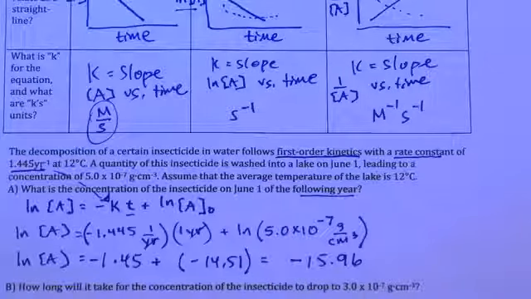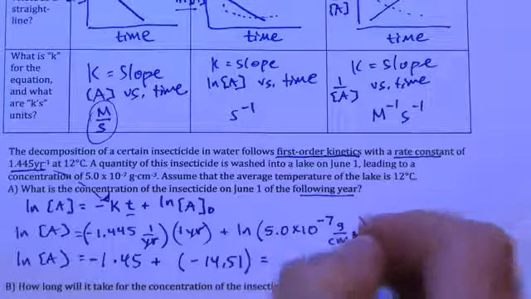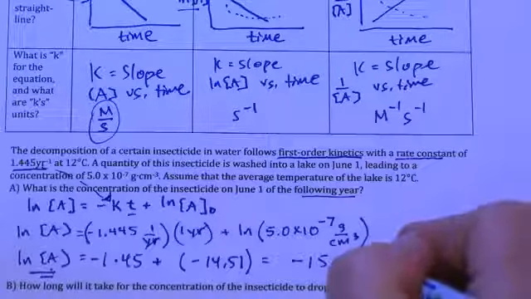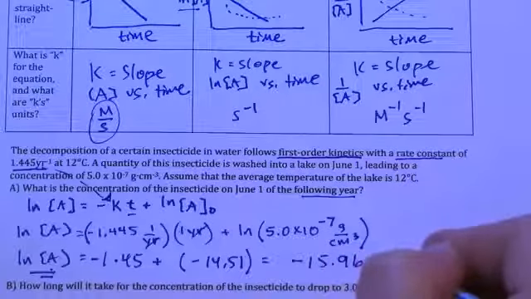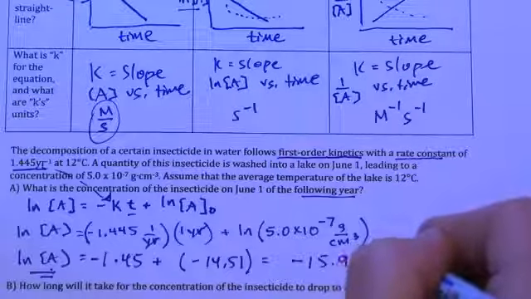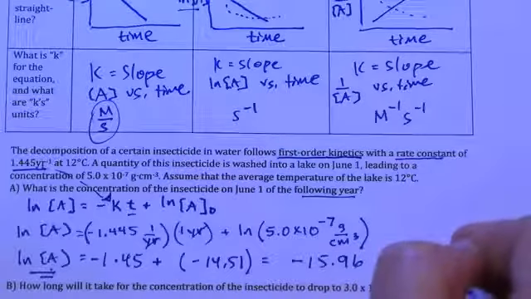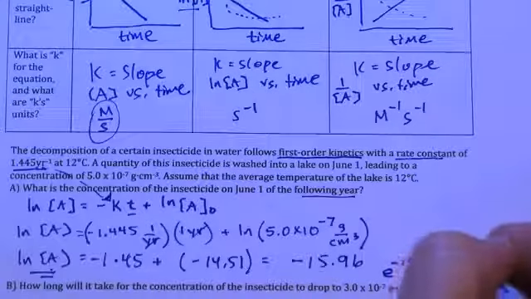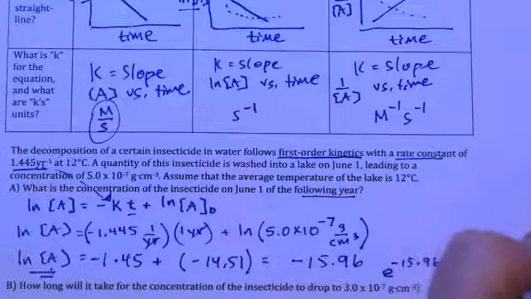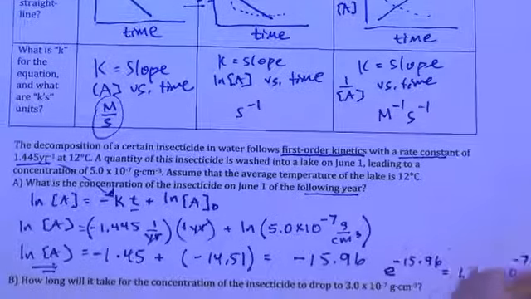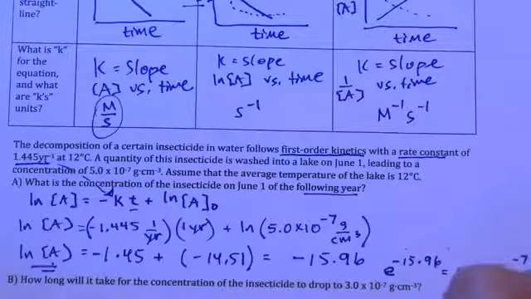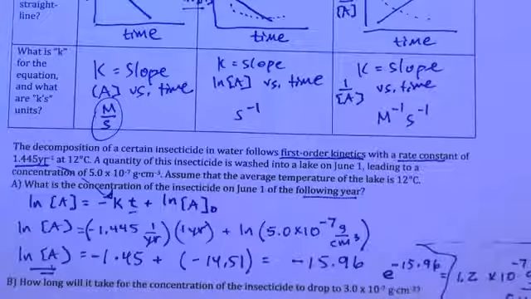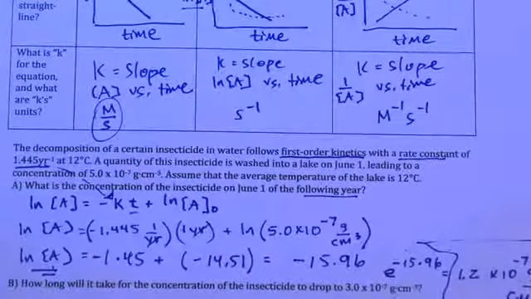and that is equal to negative 15.96. And then if I take the inverse log of this now, which is the e to the x key on your calculator, I take e to the negative 15.96, and I get a concentration of 1.2 times 10 to the negative 7th gram per cubic centimeter as my concentration after 1 year.